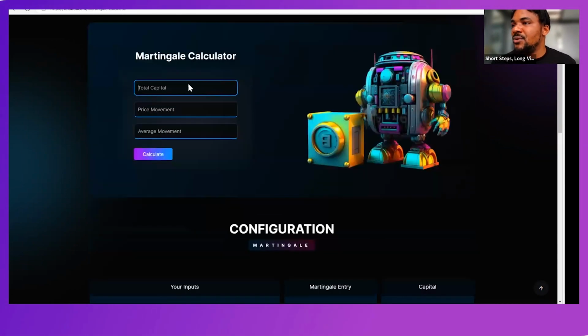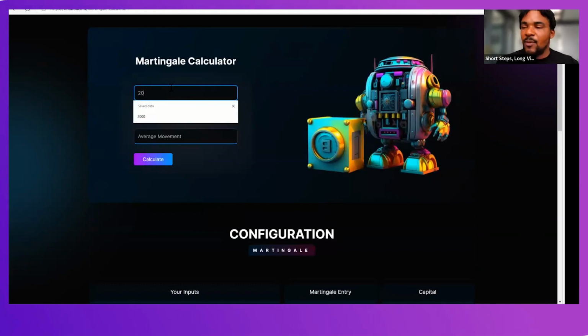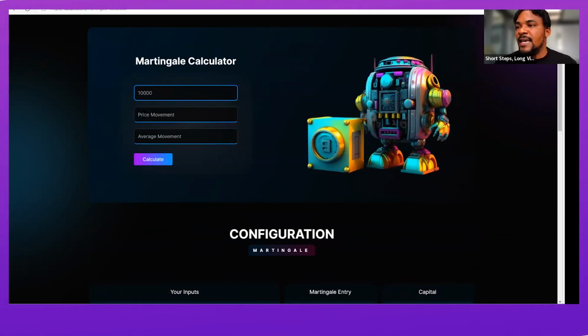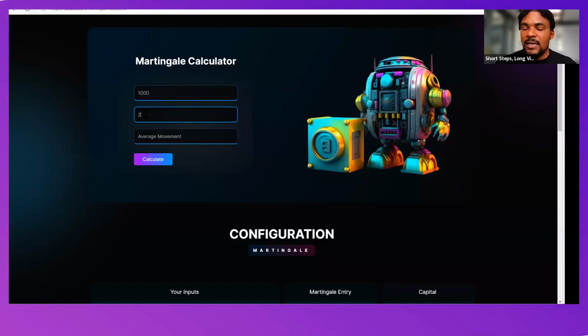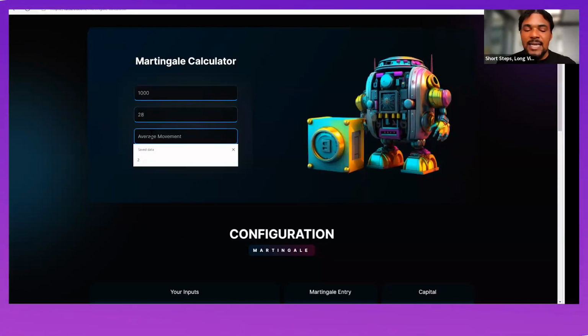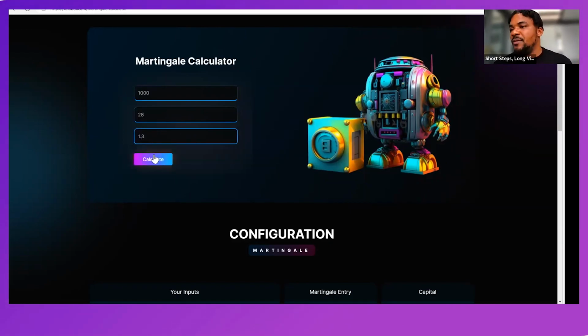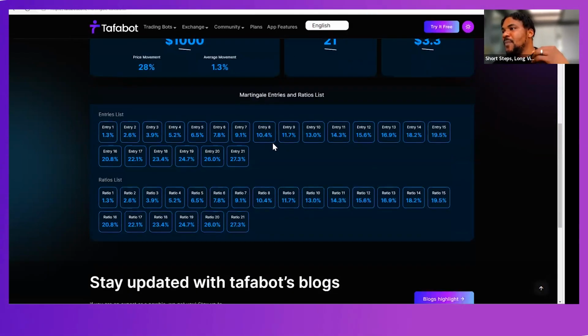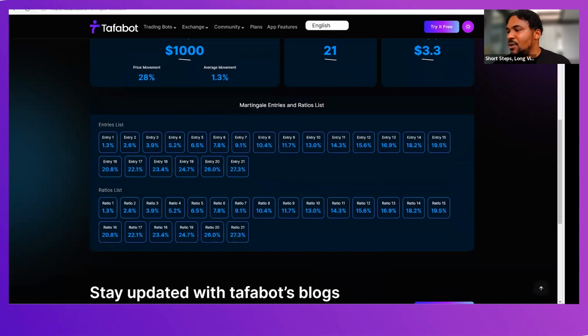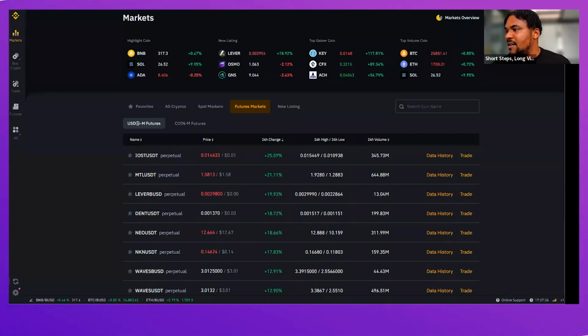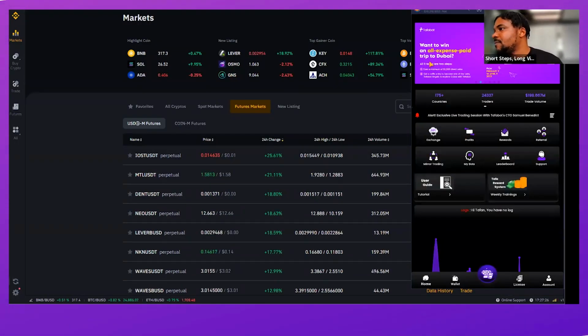Okay, so let's do that. I'm going to create my own configuration. So I'm going to do a 10K into BTC, doing the same thing. If I want to go a 10x, I'm going to go for a 1K into BTC, pulling a 10K position size. So 1.3 gives me 21 entries. So I'm going to go on Tafabot. I have my Tafa over here.